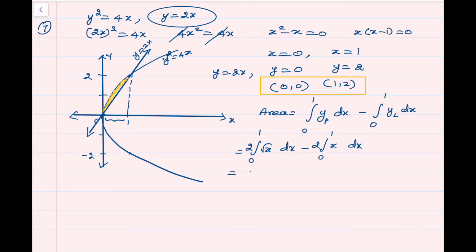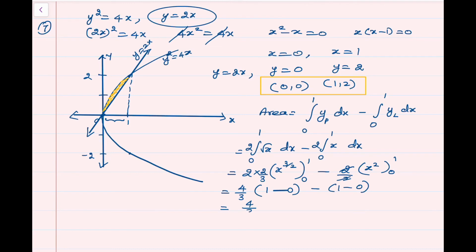The integration is so easy. X raised to 3 by 2 divided by 3 by 2, which is into 2 by 3. The limits are 0 to 1, minus 2 times x square divided by 2. The limits are 0 to 1. 4 by 3 times 1 power 3 by 2 is 1, 0 power 3 by 2 is 0, minus 1 minus 0. 4 by 3 minus 1. The answer is 1 by 3 square units. Therefore, the correct option is B.